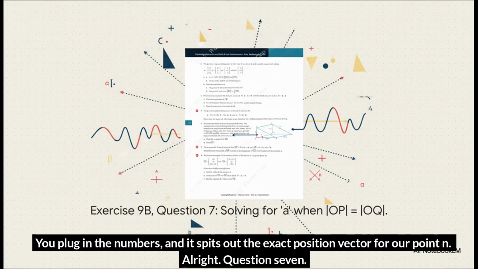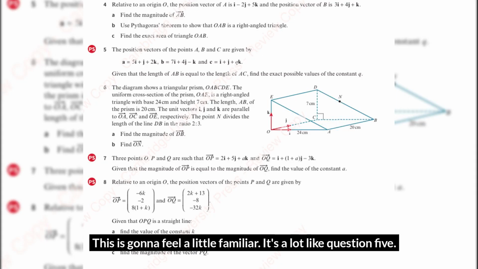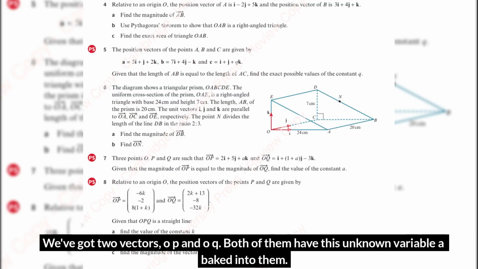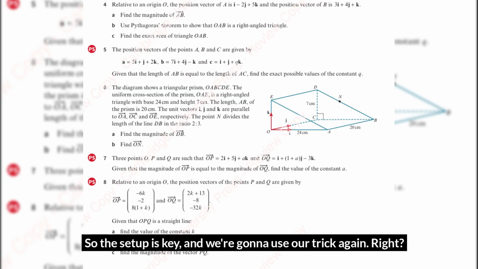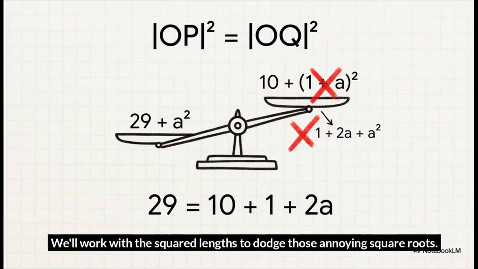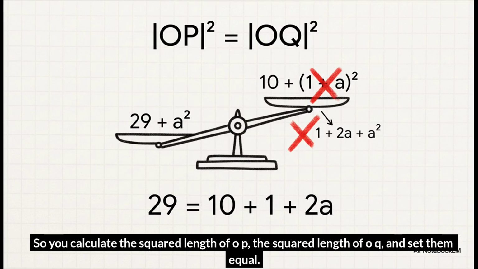All right, question 7. This is going to feel a little familiar. It's a lot like question 5. We've got 2 vectors, OP and OQ. Both of them have this unknown variable a baked into them. And just like before, we're told their lengths are identical. Our job, find a. So the setup is key. And we're going to use our trick again, right? We'll work with the squared lengths to dodge those annoying square roots. So you calculate the squared length of OP, the squared length of OQ, and set them equal.